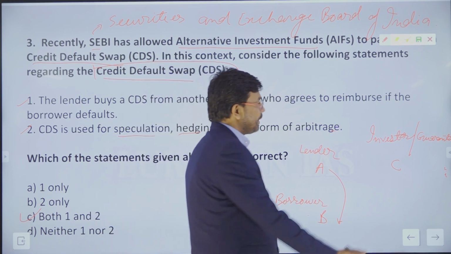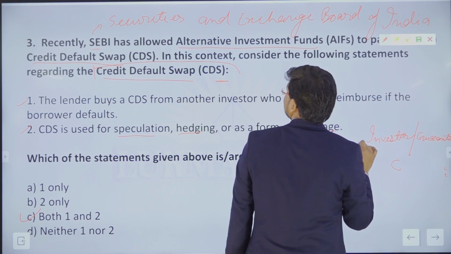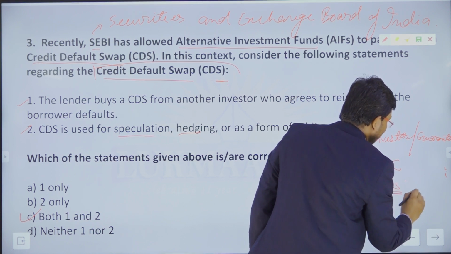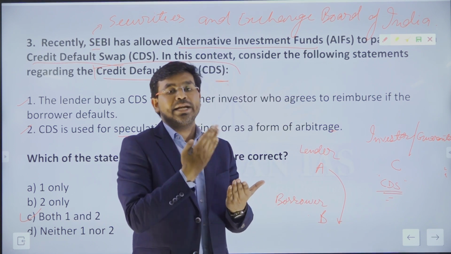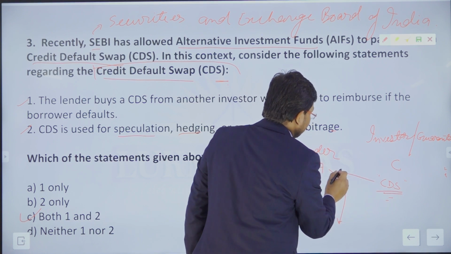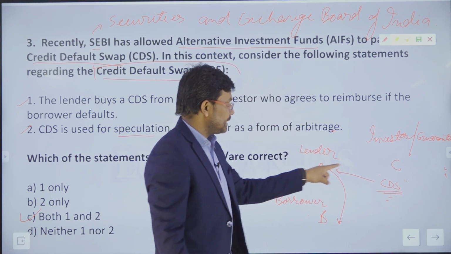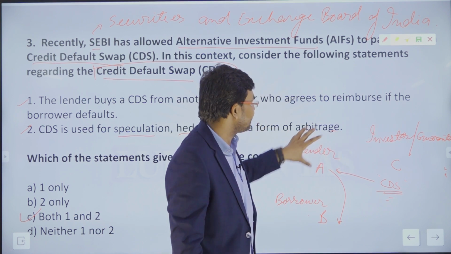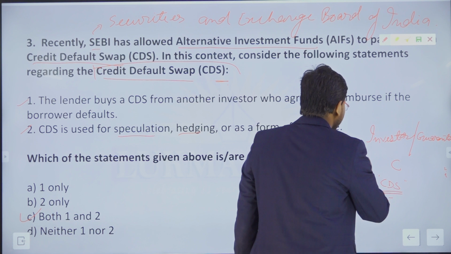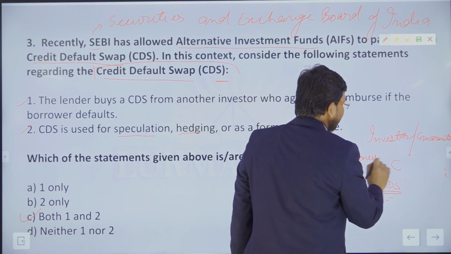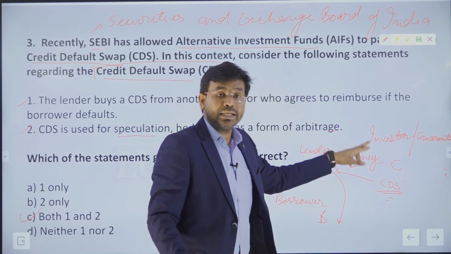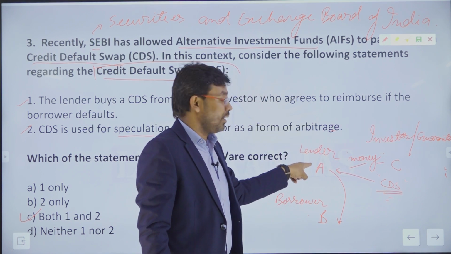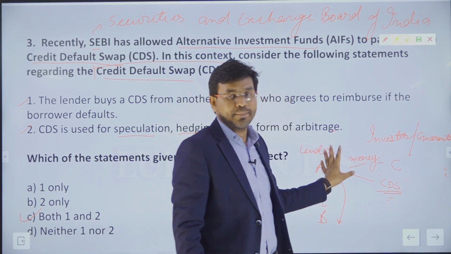So what happens? The investor C has an instrument known as a CDS, a credit default swap. It's a kind of derivative, a kind of contract, a kind of document. This document is purchased by the lender. After purchasing it, the risk of default is taken by the investor, who charges some money known as a premium, similar to the insurance premiums that you pay. If the borrower defaults, the investor will pay the lender, but in turn charges the premium.